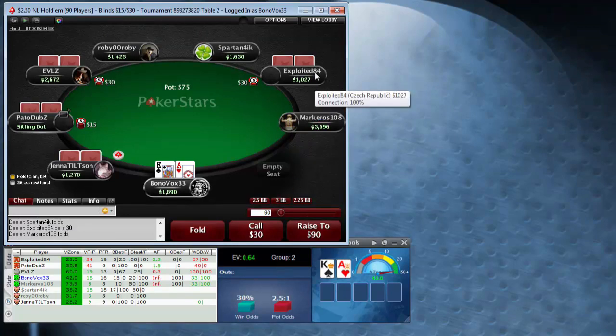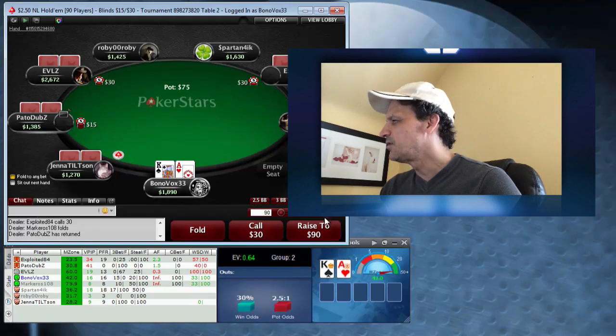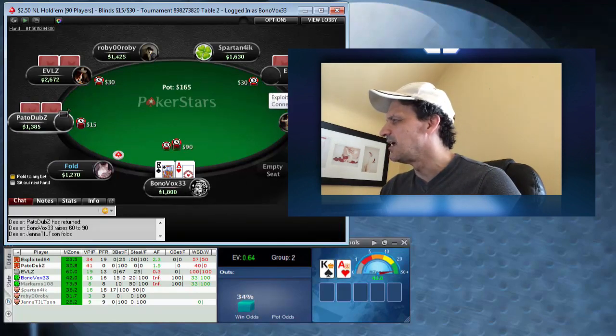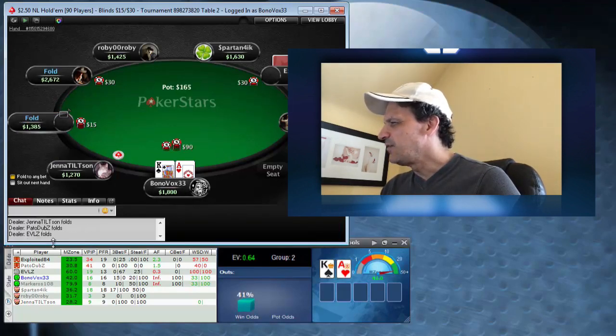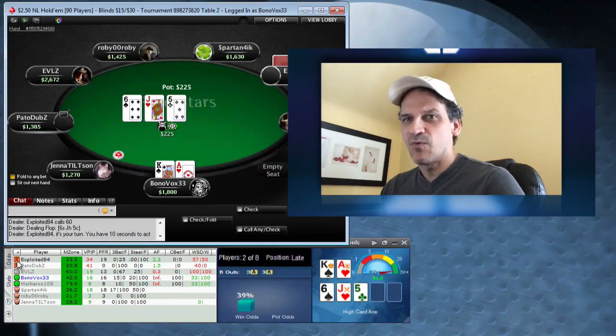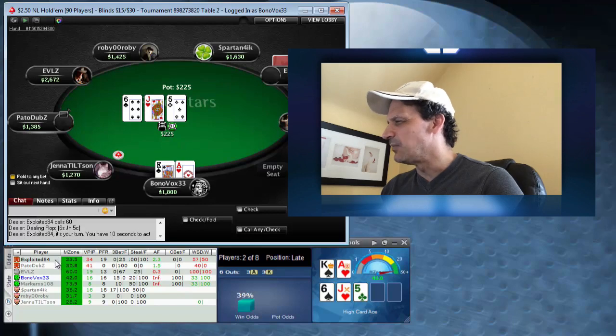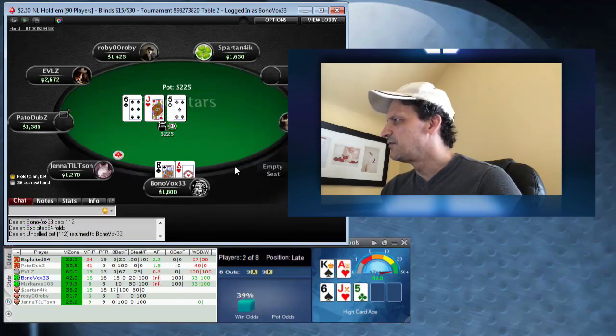I'm going to raise a bit more here because I do have a limper, so I'd like to isolate my ace king against this player. We've been in a few hands with him. The software has already labeled him a gambler. I'm going to try and bet, see if he'll fold. He did.